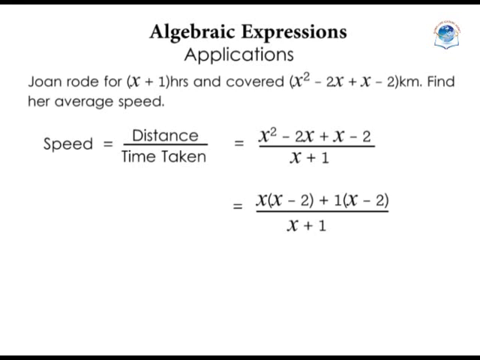So for the numerator, we pick x plus 1, and then we pick x minus 2. So that we have x plus 1 times x minus 2 over x plus 1. X plus 1 cancels out, and her speed is equal to x minus 2.